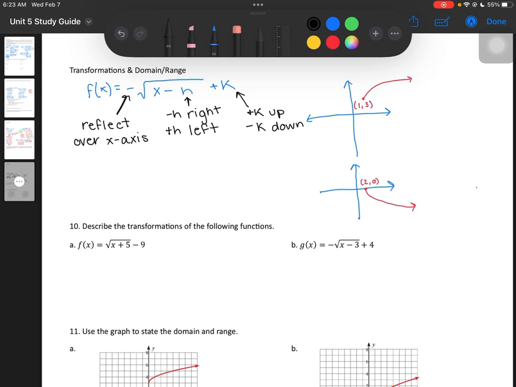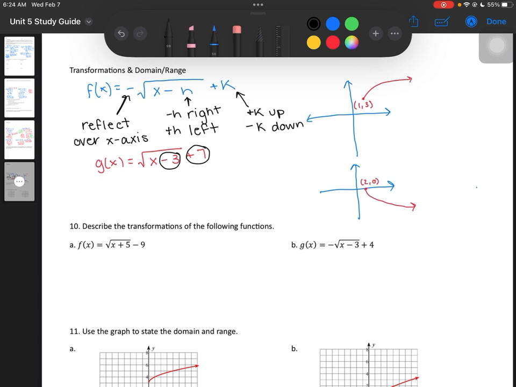Okay, so if we're given just a generic function, and it says to state the transformations, then I'm just going to look for the numbers. So you see I have a minus 3 here and a plus 7 here. And where they are is going to determine how I'm shifting this graph.